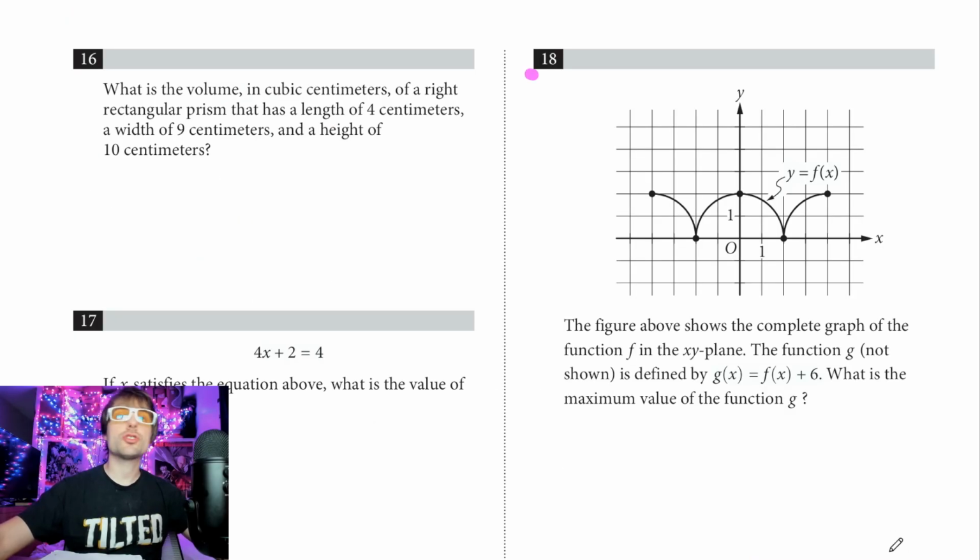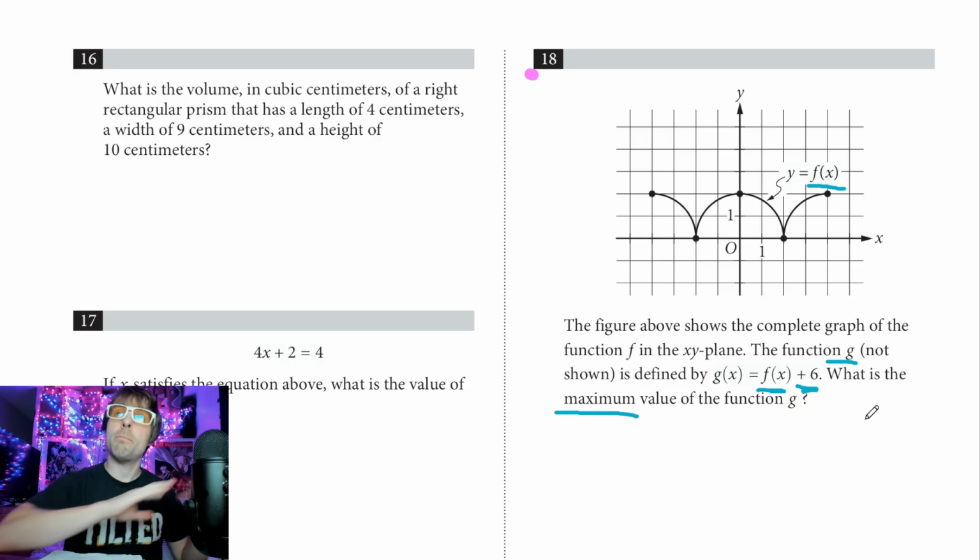Number 18, translations. I see that we have our original graph here, f of x, and they mention this function g that's not shown here. So in these ones where we start with f of x and they translate to g, we always have to figure out what our answer is in f of x first, then we can translate it. So they tell us that g of x is f of x plus 6, and they specify that they want the maximum value of g.